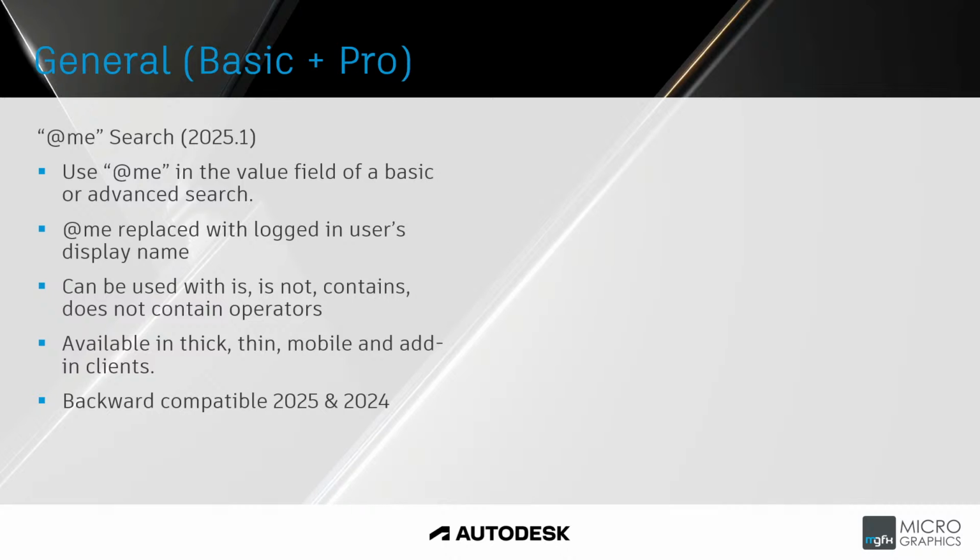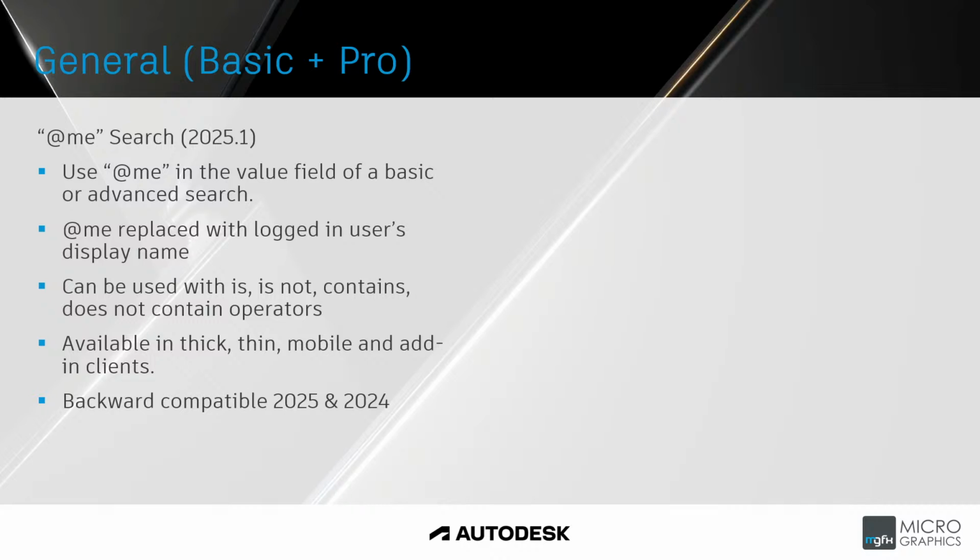Then we're moving on to the @me search. So going back to the search options, what you can do now when you're doing a basic or advanced search, in the value field, you can put @me. And what that does is it replaces it with your display name. So if you're searching for, let's say, files created by, and then you want to put your username in, you don't have to type in the entire username. You can just search for files where the created by value is @me. It's much quicker to type in, and it replaces it with the logged in user's display name.